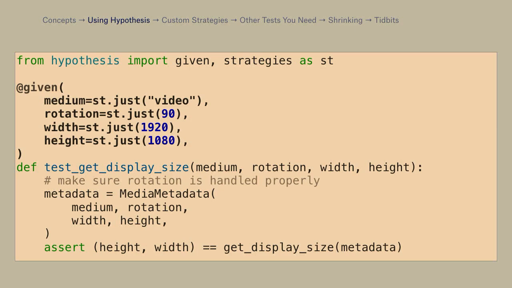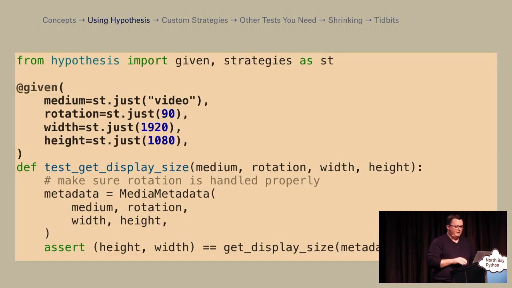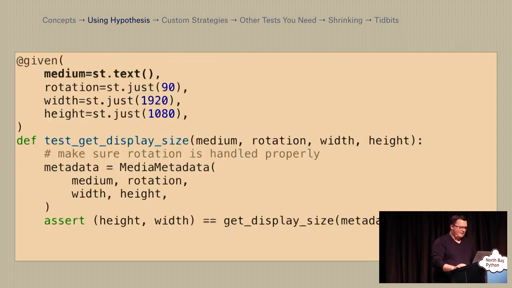So if we were to run this test at this point, because we haven't actually changed anything about what's going on, we should expect this test to pass. It's basically still a static test, it's just being run with Hypothesis. And when we run it, that's exactly what will happen. So let's start to take advantage of what Hypothesis has to offer.